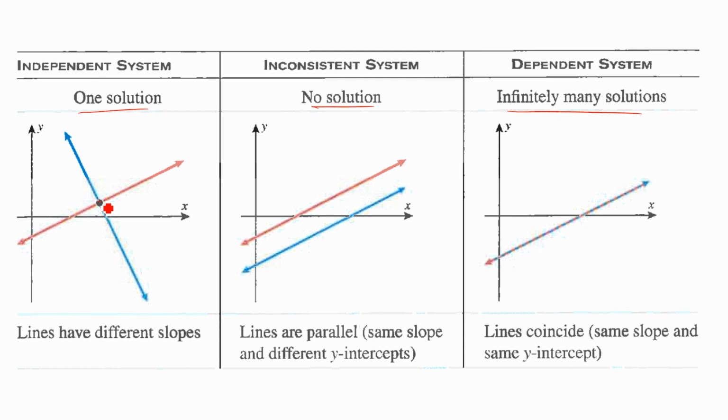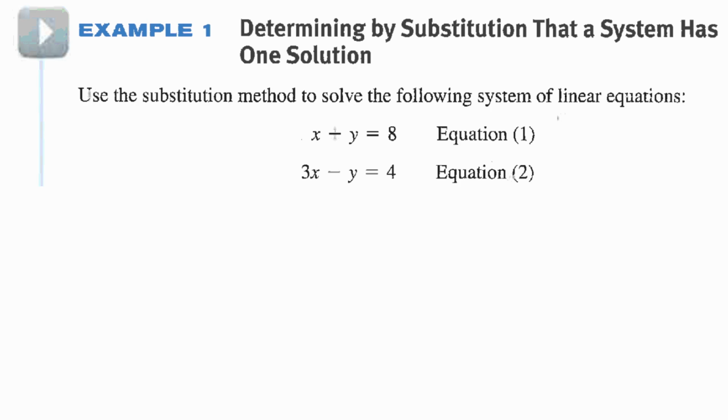We could have the 2 lines cross, which would give us 1 solution. If they are parallel, we would get no solution. And if they are lying on top of each other, they touch in every possible place. So that's infinitely many solutions. All right, let's go ahead and learn to solve these.